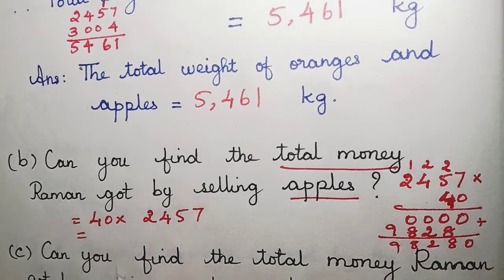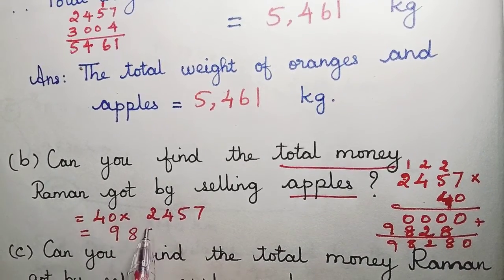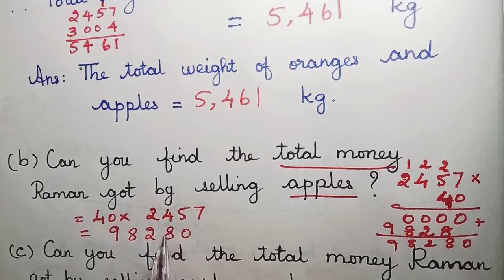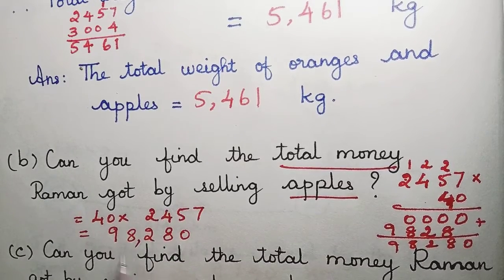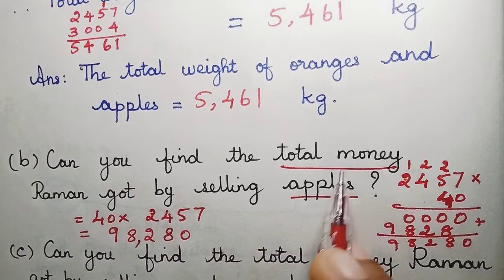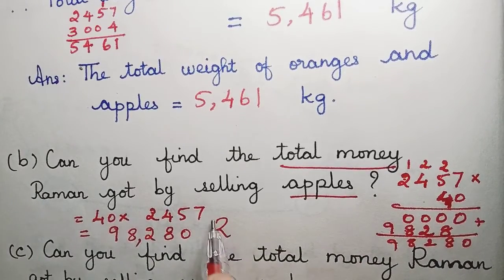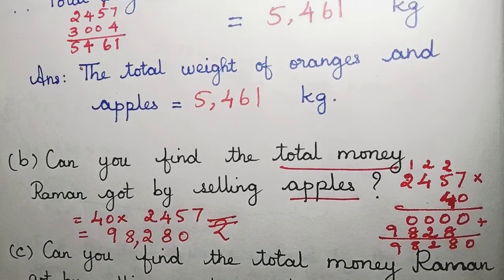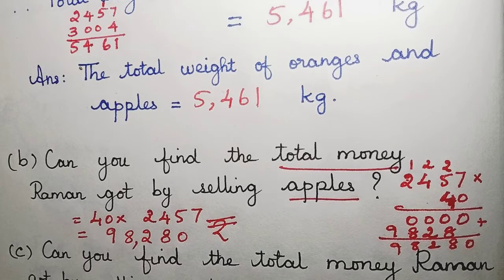So the answer is 98,280. So put the comma. So this is the total money. So I have to put the value unit as rupees. Okay.